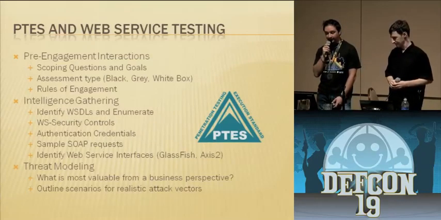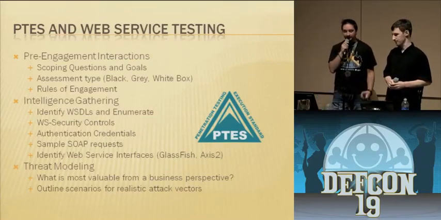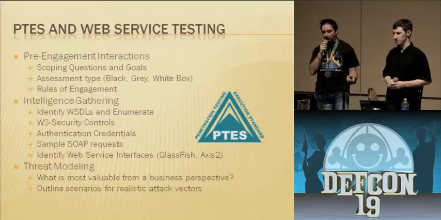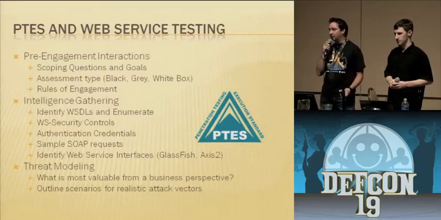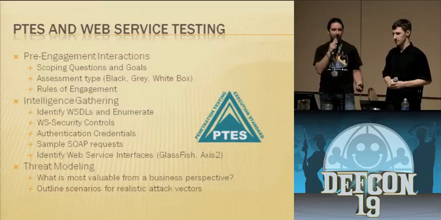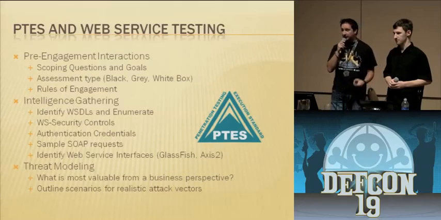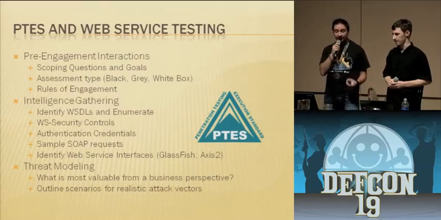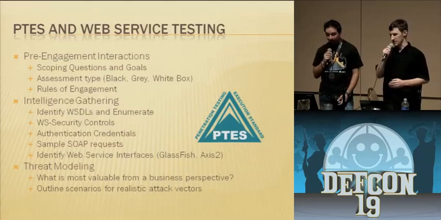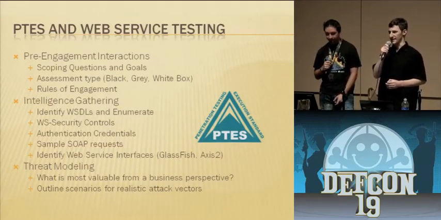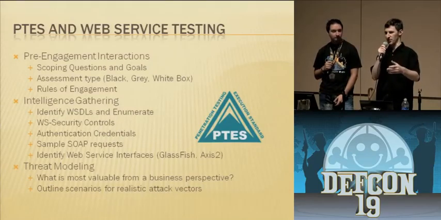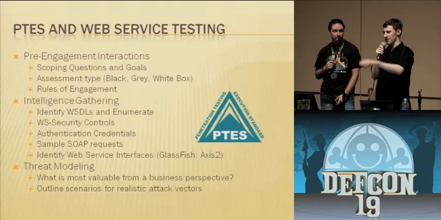The other important phase here is the threat modeling. So asking the client, looking at the application, looking at the web services and saying, what is most valuable from a business perspective? If there's credit card information going through those web services, you're damn right that's important, and that's something you're going to have to test for. And talking with developers is probably the best way to get a really good understanding of the threat model, right? So understanding the business is critical, but then talking with the developers: how did you implement this thing?